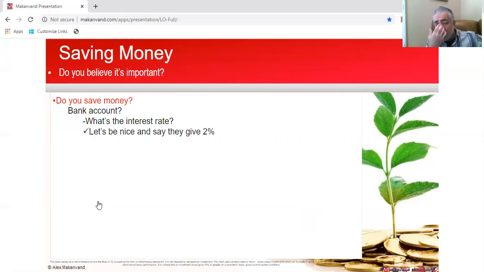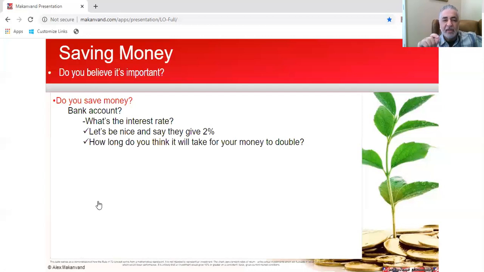Now, what kind of interest rate do banks pay? Last time I looked, it's like 0.1%. Sometimes maybe a whole percent, right? Well, let's be nice and say that banks are actually paying 2% now. They're not, but let's say they are. Now I'm going to ask you a silly question. Let's say you had $1,000 and your goal was to double that money. John and Mary, you take your $1,000 and stick it in a savings account in a bank paying you 2%. I want you to take a wild guess as to how long it's going to take for your money to double.